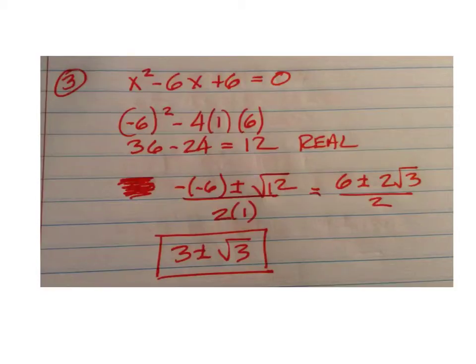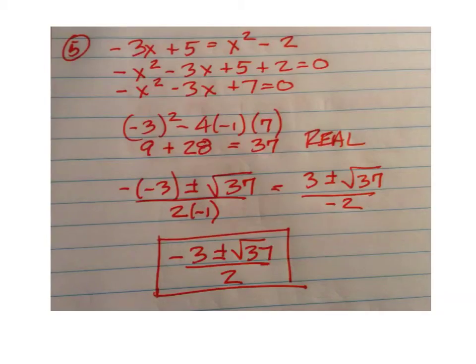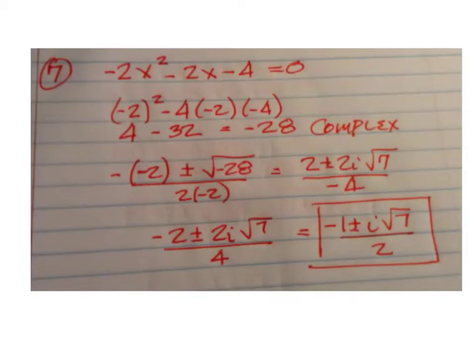Number 3 is 3 plus or minus the square root of 3. Number 4 is 5 plus or minus i square root of 55. Number 5 is negative 3 plus or minus the square root of 37 over 2. Number 6 is negative 5 plus or minus the square root of 89 over 16. Number 7 is negative 1 plus or minus i square root of 7 over 2.